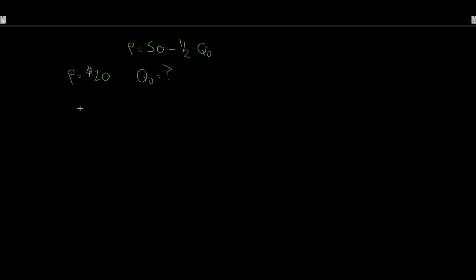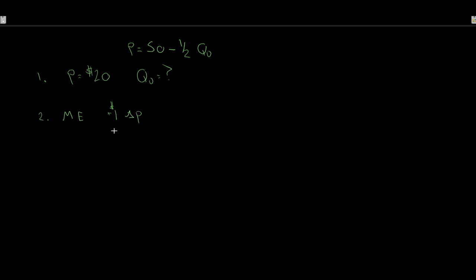Okay, so that's our first question. Second question, what is the marginal effect of a change in price of plus $1? Right, so a change in price of plus $1. If price goes up by $1, by how much does our quantity demanded change?